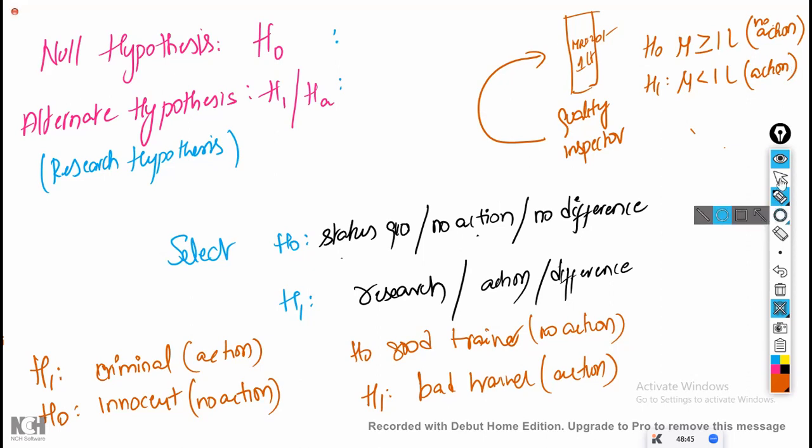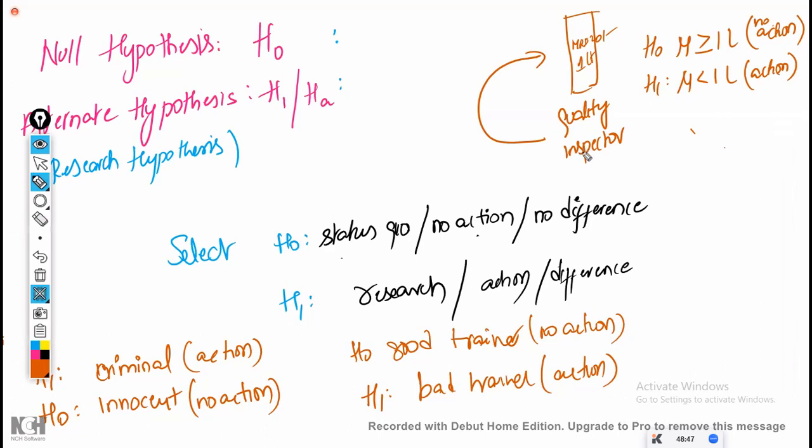Now, coming to the next one. This is by the quality inspector, who is checking this. Now, assume the same company, same water bottles. This time the company owner is doing the checking, whether each bottle is getting filled with exactly 1000 ml or not.